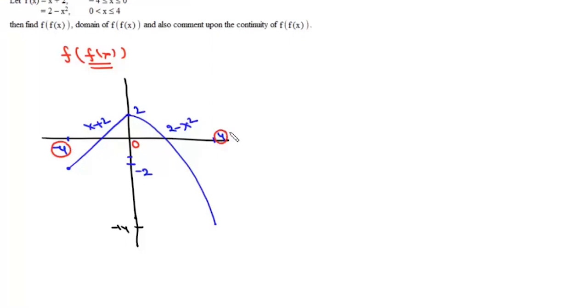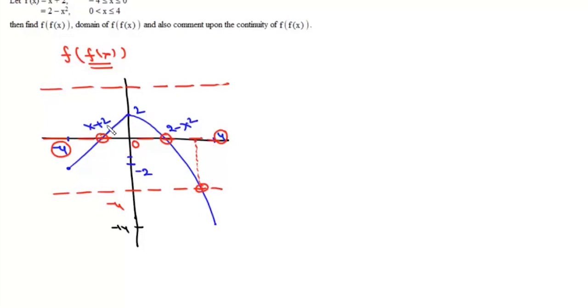Now we'll draw horizontal lines at minus 4, 0 and 4. So we'll draw a horizontal line at -4, a horizontal line at 0, and a horizontal line at +4. And we'll mark these points of intersection. So we have this point, we also have this point, and then we have this point. Now we'll find these points.